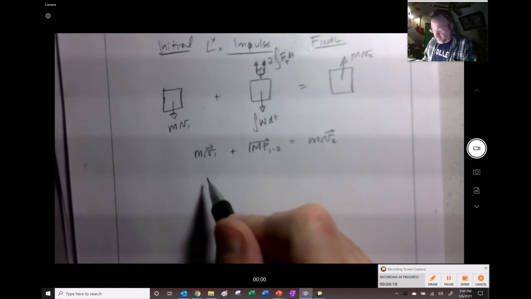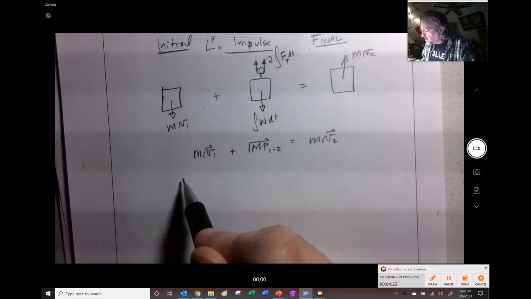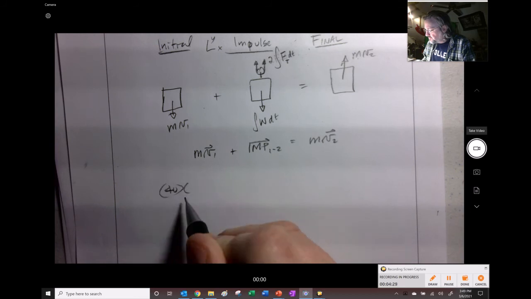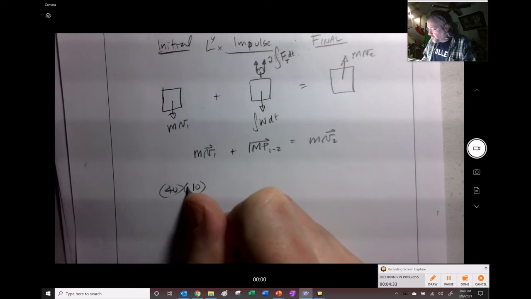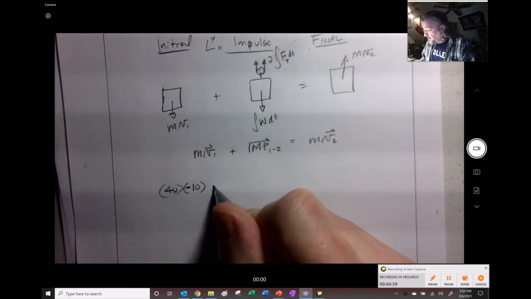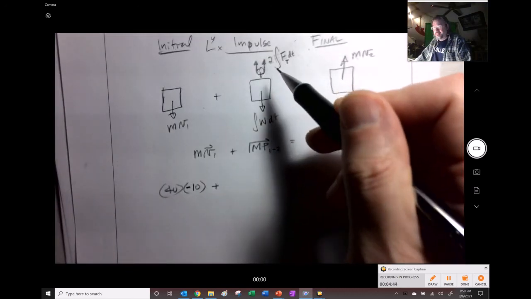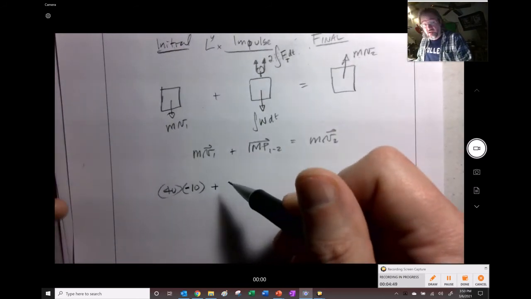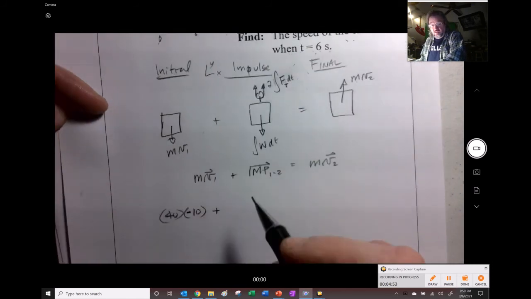So first off, the mass times velocity is going to be 40 kilograms times 10 meters per second, but it's downwards, so I'm going to make sure that it's negative. And then we want to do the effort to solve these things. And I will find the area.